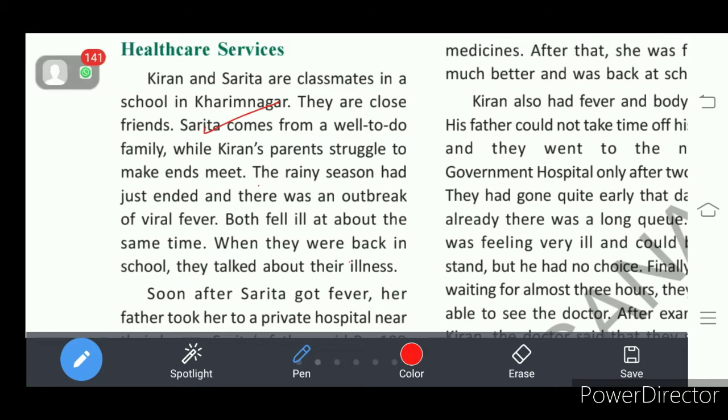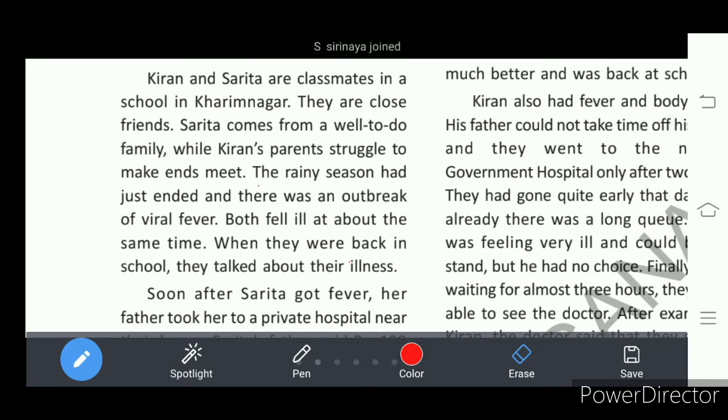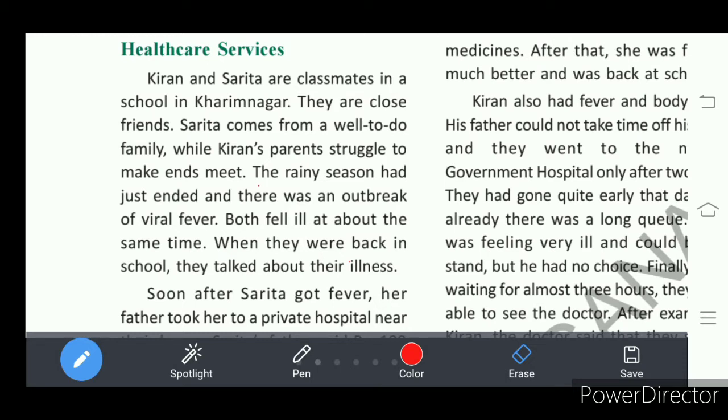Understand? School starts by June, which is the rainy season, right? Rainy season, in the sense, it is a season of health problems, right? The rainy season had just ended, and there was an outbreak of viral fever. After the rainy season, we see that viral fever starts. So both Sarita and Kiran fell ill at the same time.